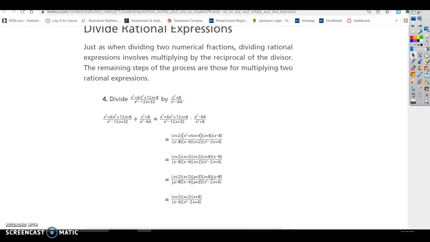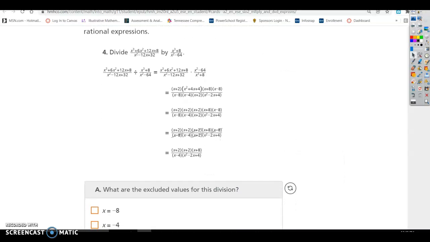So here's an example. All right, so if we're dividing this expression by this, the first one stays the same, and then we multiply by the reciprocal of the second one. Then that way we can factor, reduce, find the excluded values, and anything we need to do from here. Okay, so division is the same, except we're going to multiply by the reciprocal of the second term.